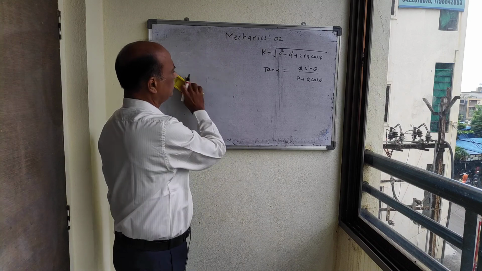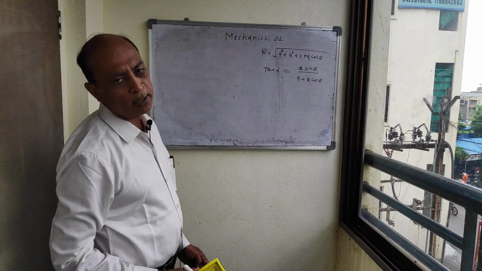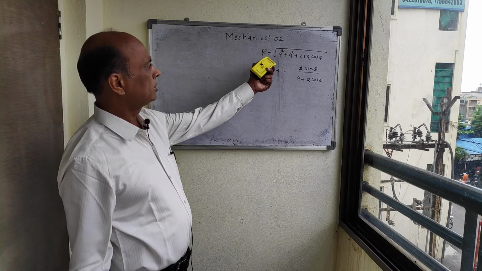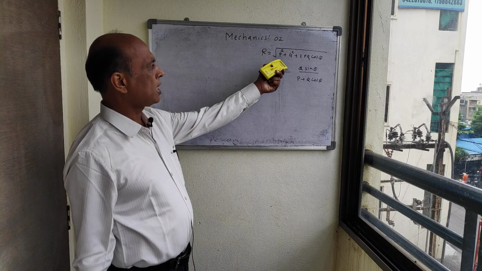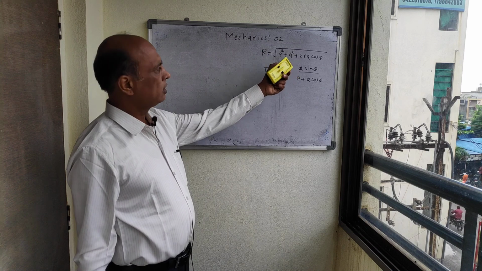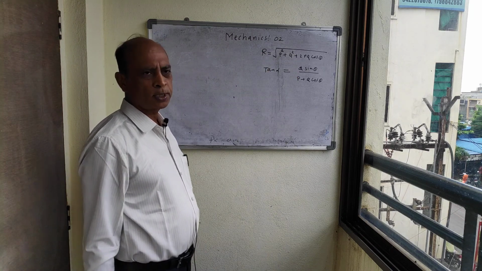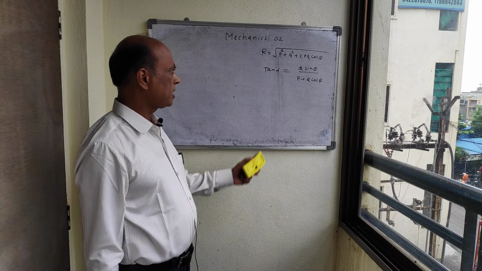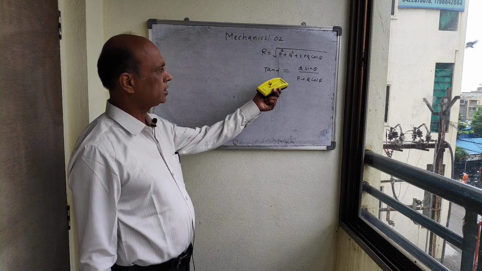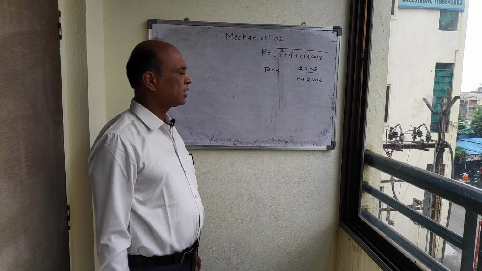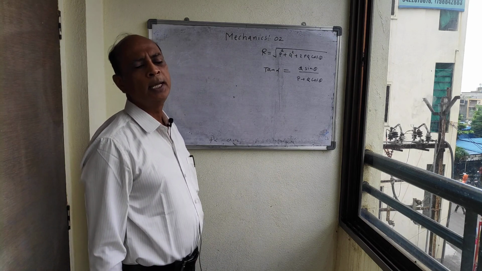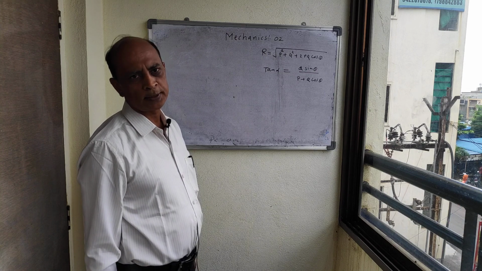Also we have found the direction and magnitude of the resultant force. The magnitude is R, that is under root of P square plus Q square plus 2PQ cos theta, and the direction is given by this formula: tan alpha is equal to Q sin theta upon P plus Q cos theta, where theta is the angle between these two forces.